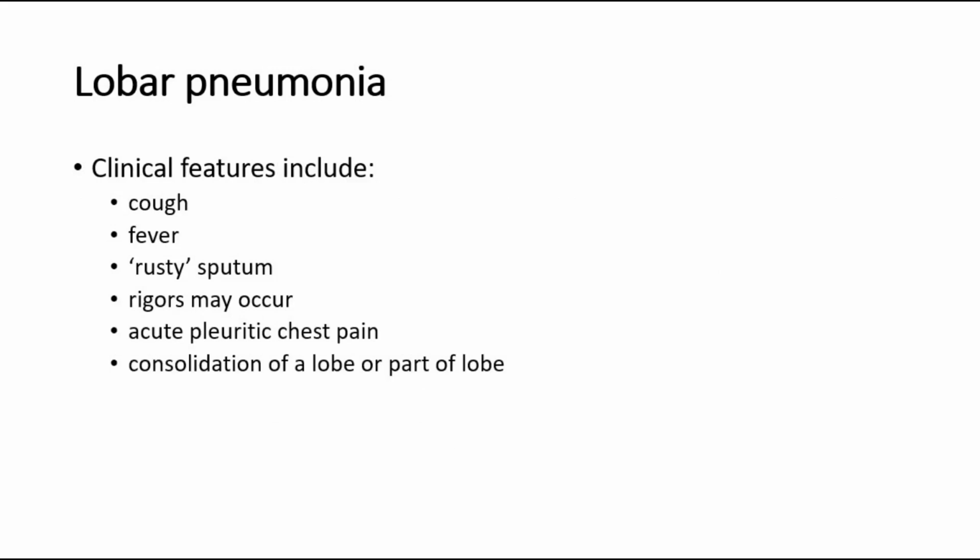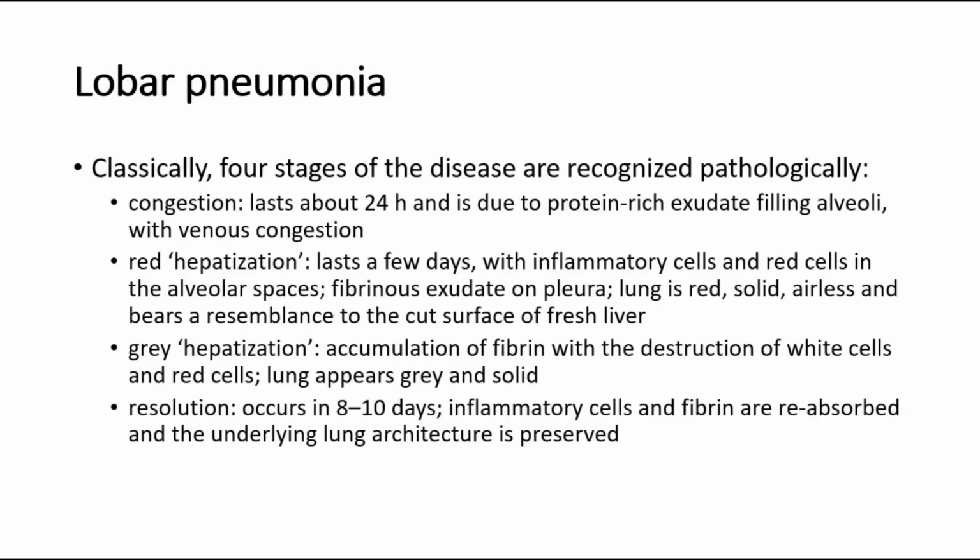Clinical features include cough, fever, rusty sputum, rigors may occur, acute pleuritic chest pain, and consolidation of a lobe or part of a lobe. Classically, 4 stages of the disease are recognized pathologically. Congestion lasts about 24 hours and is due to protein-rich exudate filling alveoli, with venous congestion. Red hepatization lasts a few days, with inflammatory cells and red cells in the alveolar spaces.